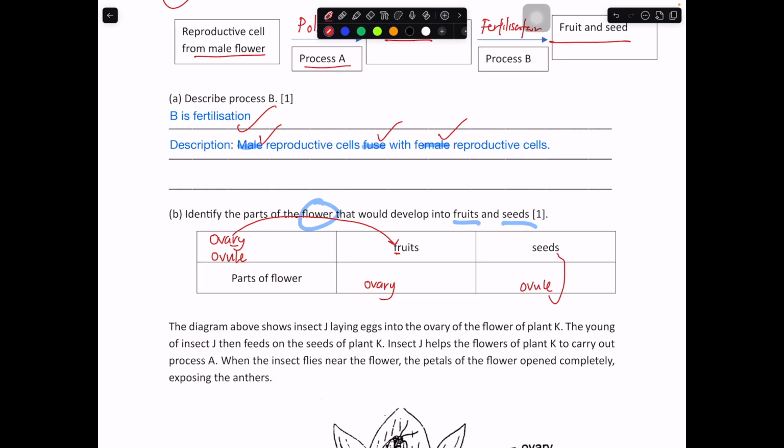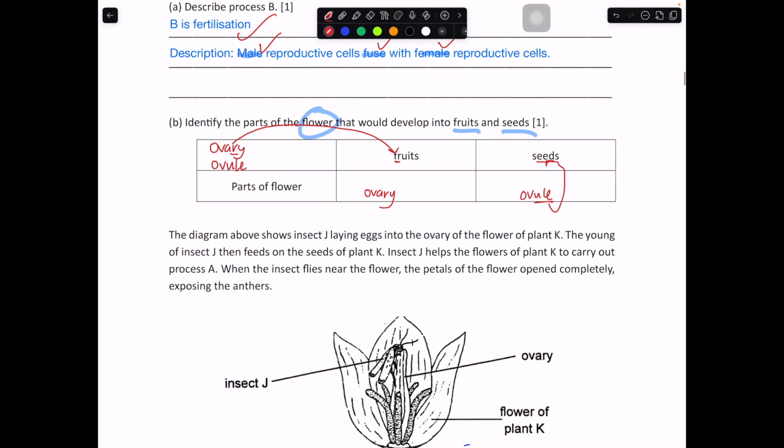Okay, E becomes E. So in this case, you can use a very quick method: identify the letters within the words to be able to find out which one pairs with which one. So this one, no dispute. Ovary becomes fruits, ovule becomes seeds. This one is quite straightforward. So now we move on to the next portion.